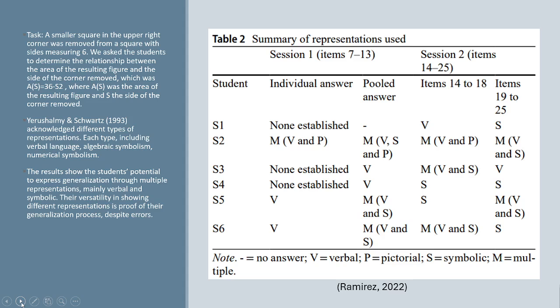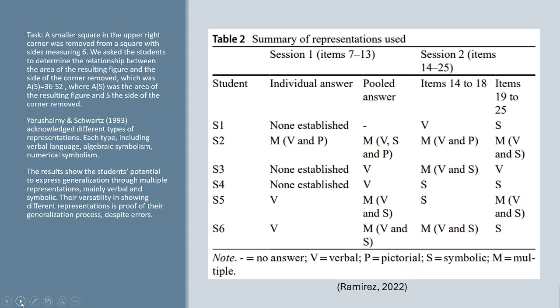First off, the study acknowledged different types of representations. Each type included verbal language, algebraic symbolism, and numerical symbolism. And so the results show over to the right that there are different types of representations used in each of these two tasks. There was session 1, which was problems 7 through 13, and then there was session 2, which was problems 14 through 25.